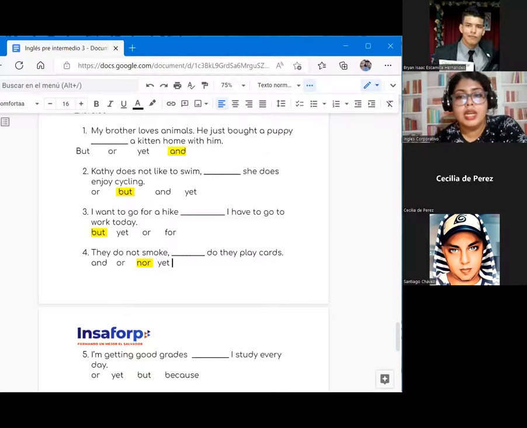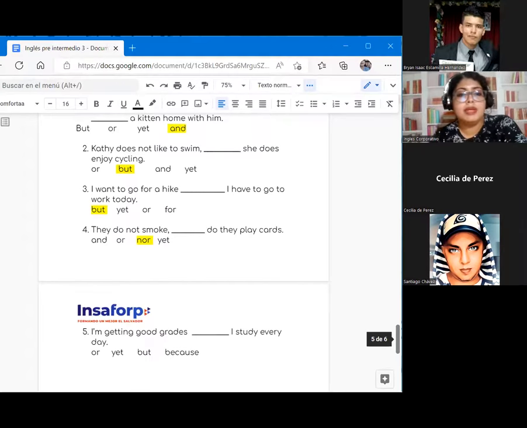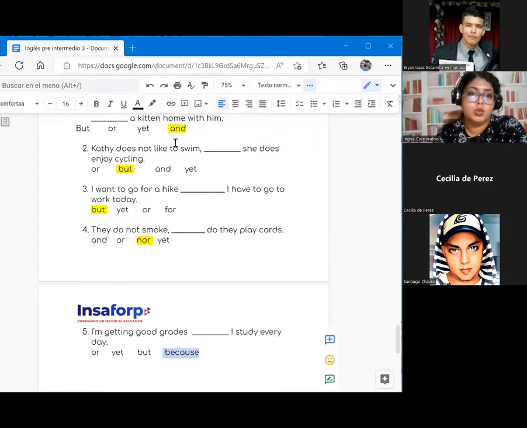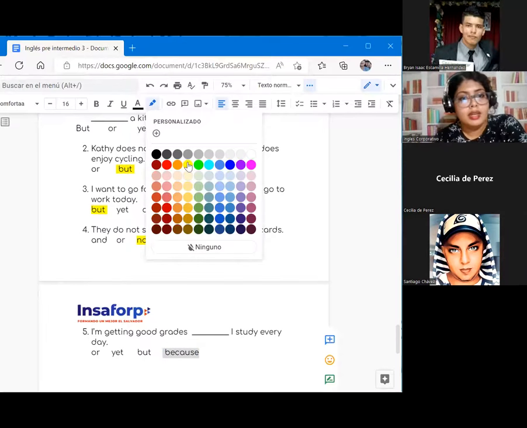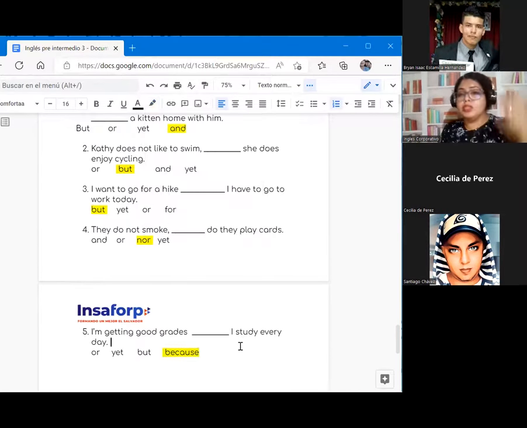Good. Then we have: I'm getting good grades. I study every day. What is the answer? Because. Good. Because. ¿Por qué? Estoy teniendo buenas notas porque estudio todos los días.